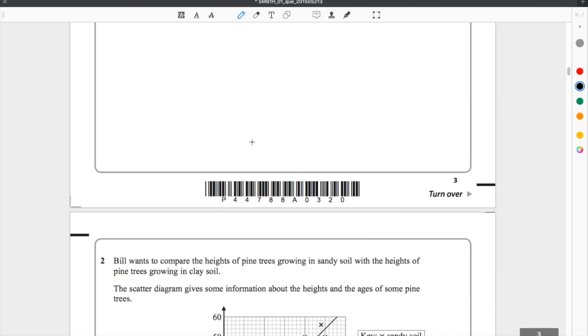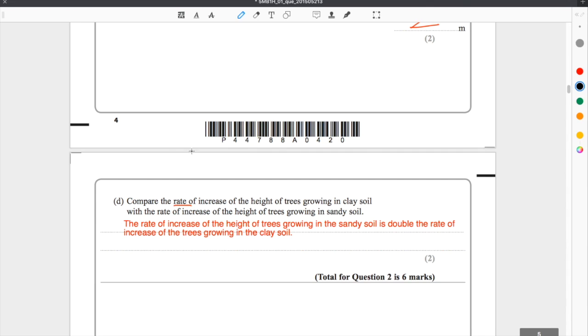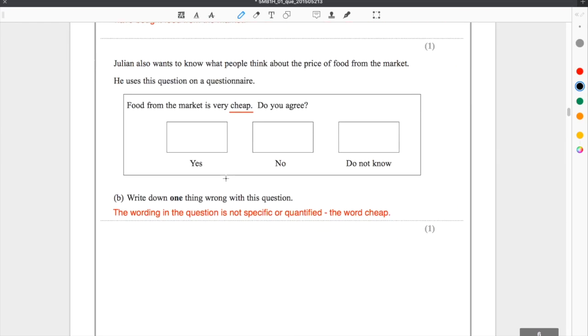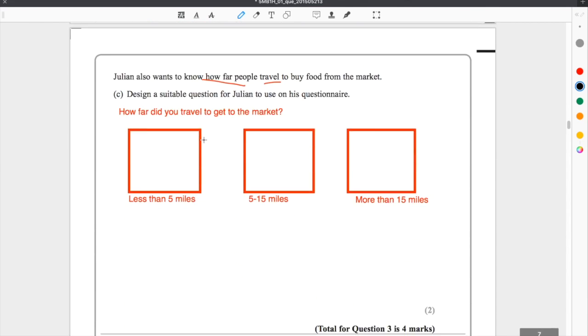What I would suggest is that you go through this once more, just check out the questions you're less sure on, because hopefully this gives you an idea of what kind of things we're looking for on each question.